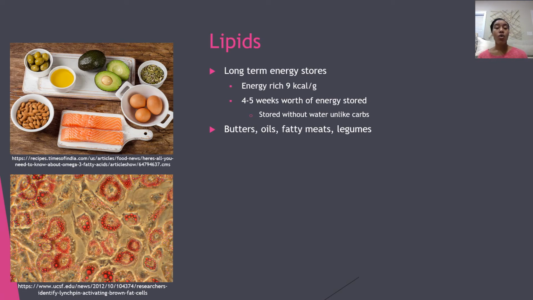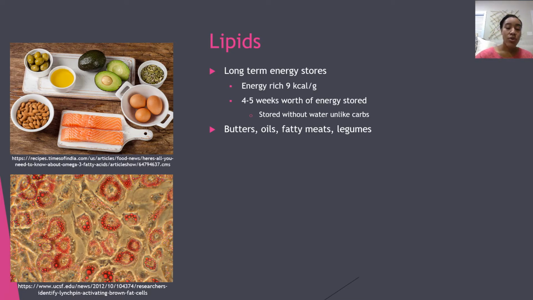And so this is why we only store about 1 day's worth of carbohydrates in our body, but we can store several weeks' worth of lipids in our body. It's a lot better when it comes to water retention for us. There are a couple different sources of lipids that you can get in your diet. This includes butters, oils, fatty meats, and legumes.